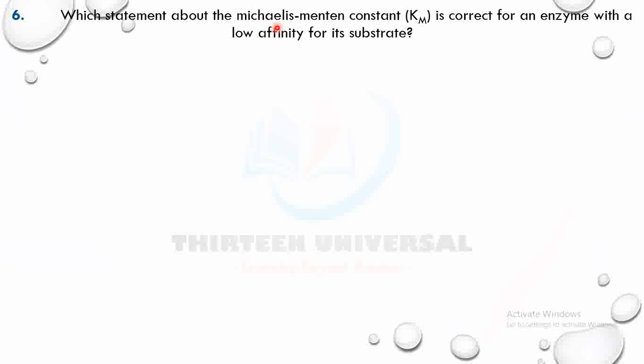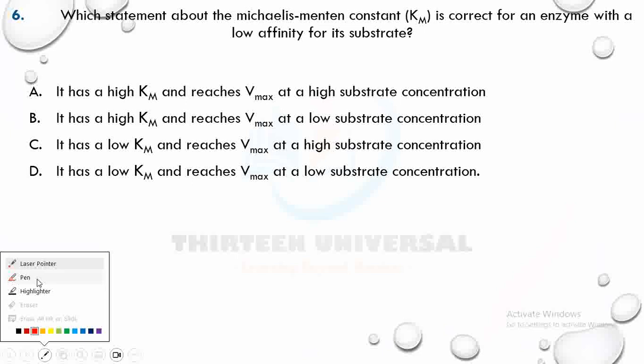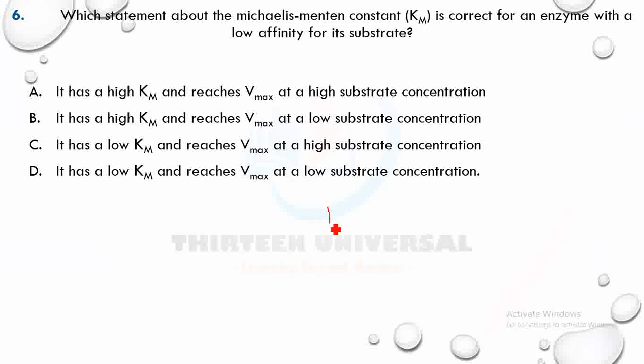Which statement about the Michaelis-Menten constant is correct for an enzyme with a low affinity for its substrate? An enzyme that has low affinity. Okay, so pause the video and check it. Remember our concept from the beginning. We said that Km is what? Km value is indirectly proportional to enzyme affinity. I'll write enzyme affinity as EA. Km is inversely proportional to enzyme affinity.